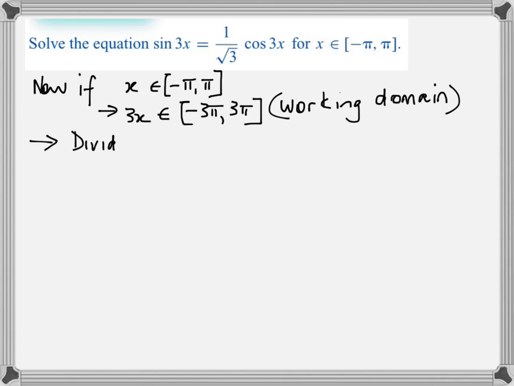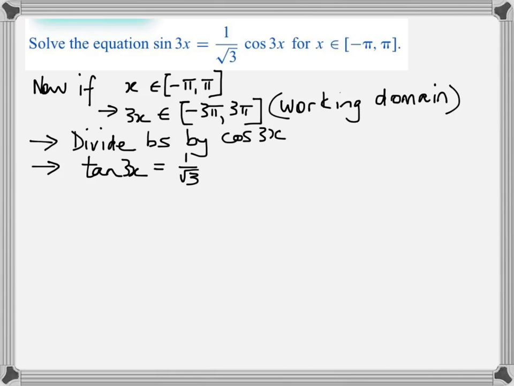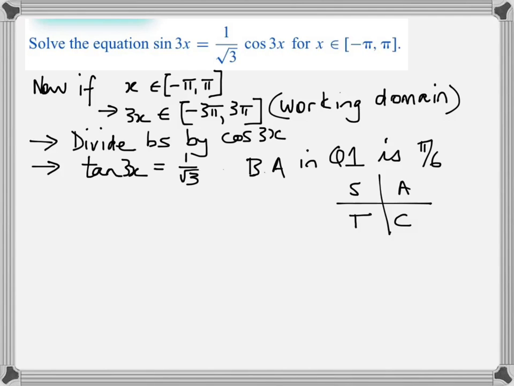Now, we're going to divide both sides by cos 3x to get our wonderful tan 3x term, and we're saying that that equals 1 over root 3. Now, you've got to start thinking, what angle am I talking about here, and what quadrants do I want? Well, the basic angle in quadrant 1 is pi on 6. And there's our CAST diagram. So, which quadrants? Yeah, those are the ones.